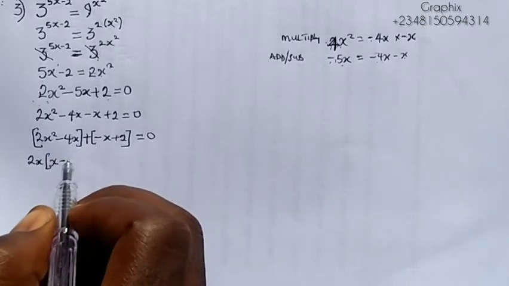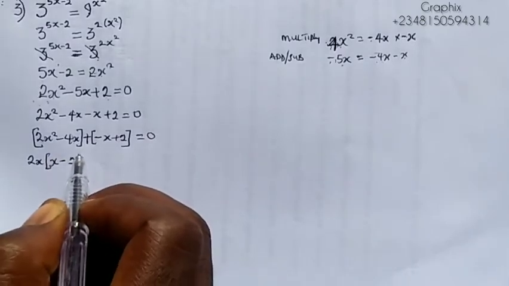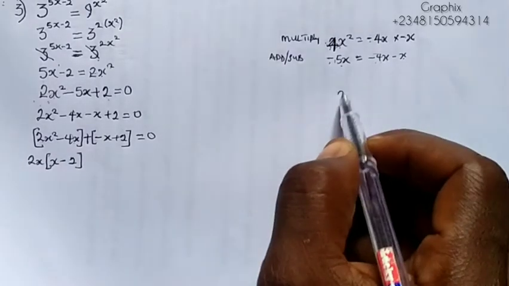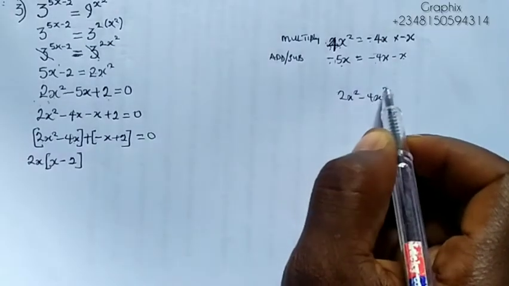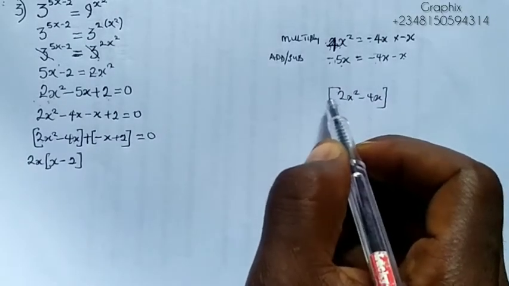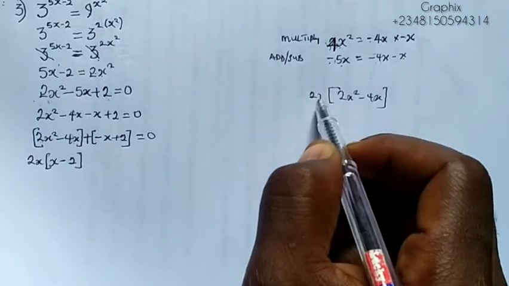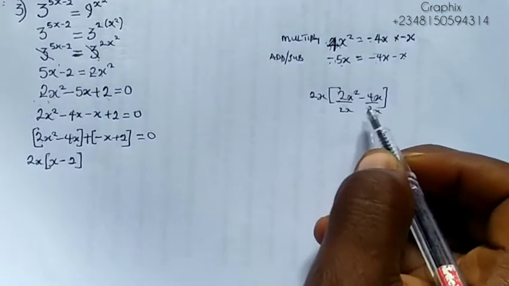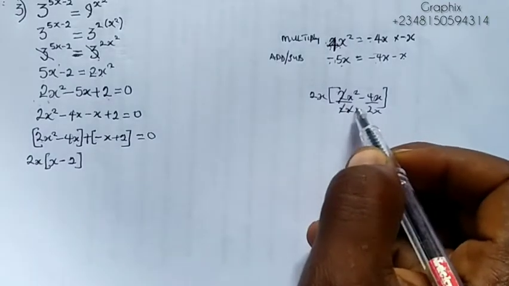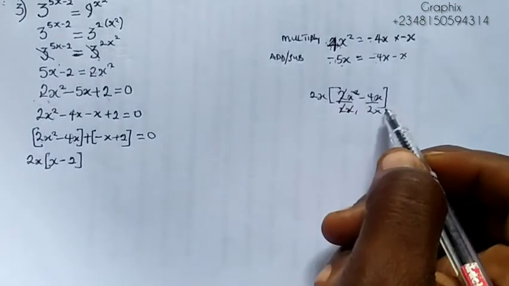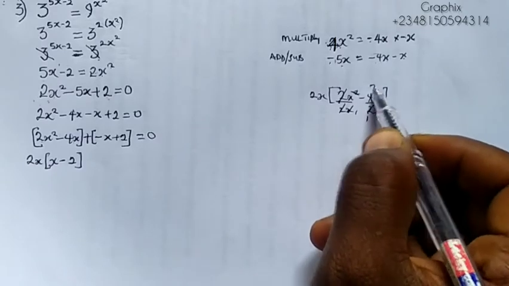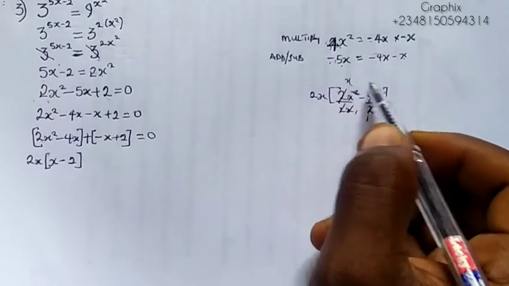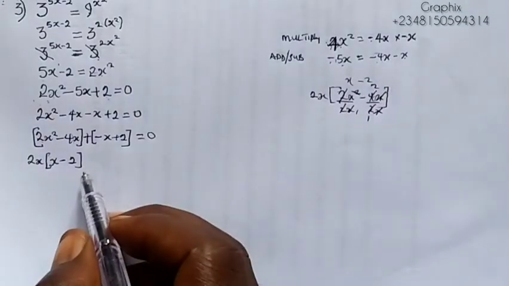I'll be having x minus what? 2. So it means that if I have 2x squared minus 4x and I bring out 2x, it means I'm going to divide through by 2x. That's what I mean by factorization. So 2 and 2 cancel, x and x cancel, remove 1x. Then 2 in 4 is 2, x will cancel x, so I'm left with x minus 2, which is this here.